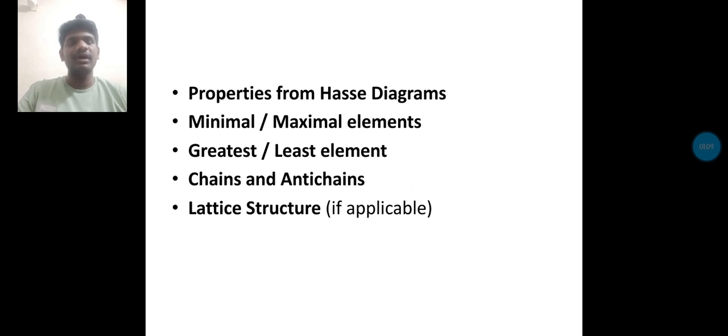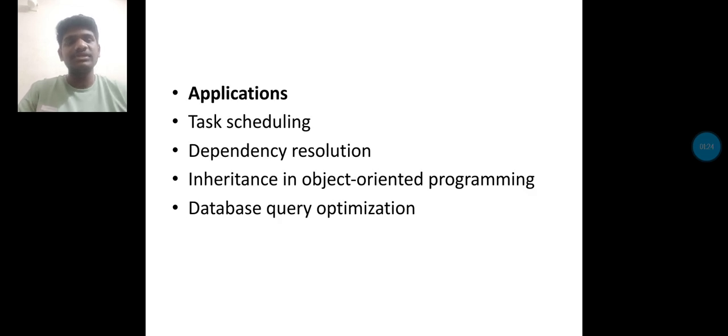Properties from the Hasse diagram: minimal and maximal elements, greatest or least element, chains or anti-chains, lattice structure if applicable. Applications: task scheduling, dependency resolution, inheritance in object-oriented programming, database query optimization.